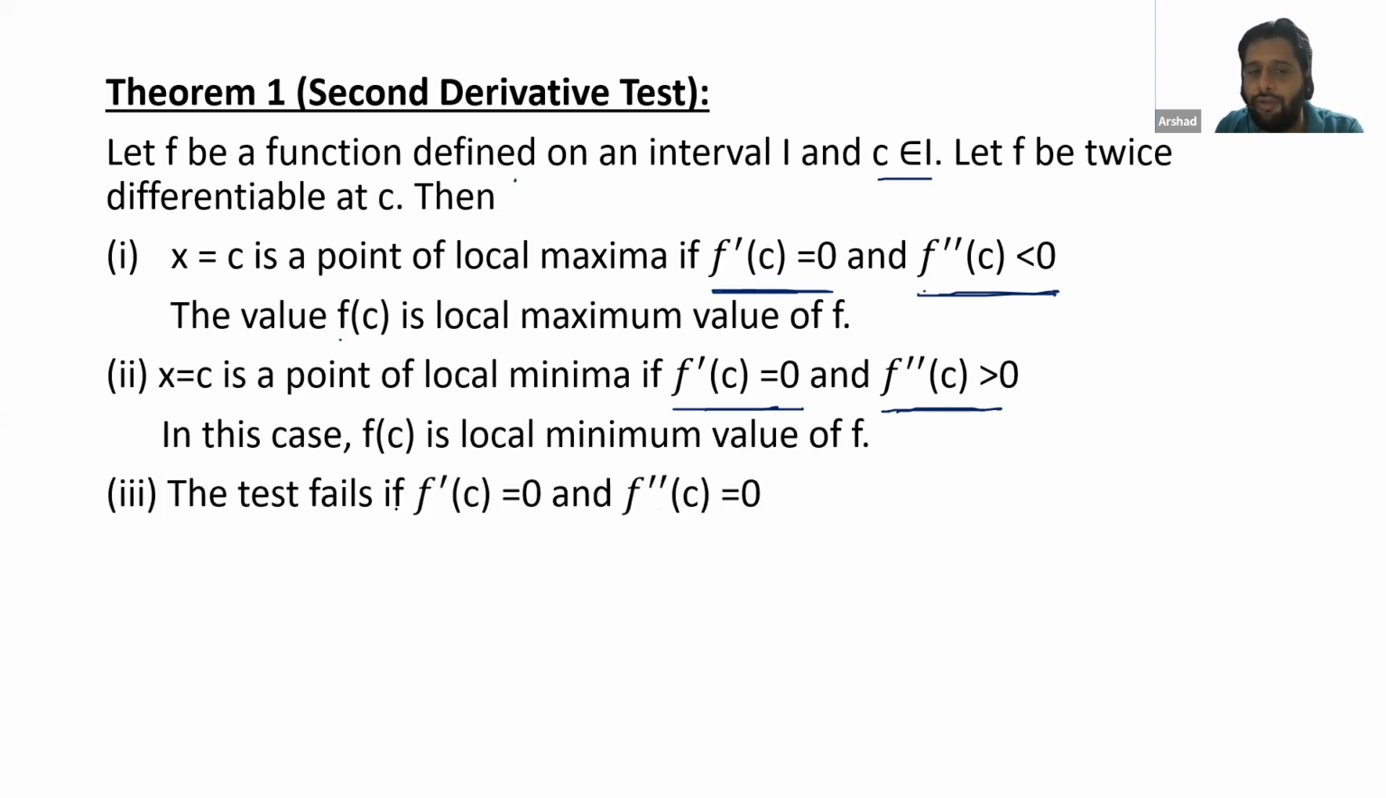Now this test will fail if you get f dash c equal to 0 and when you double differentiate it and put in the value c, you get 0. So this test will fail in this third condition. In the third condition, we will go back to the first derivative test. We will do the first derivative test later on. First of all, we will start with the second order derivative test, and the word problems based on the second order derivative test are very, very important.